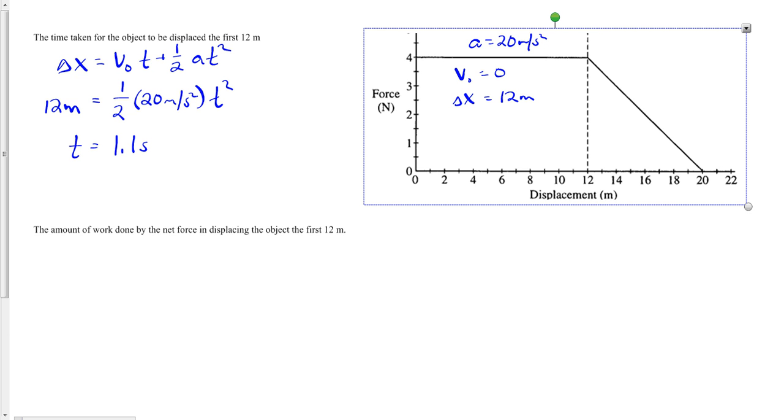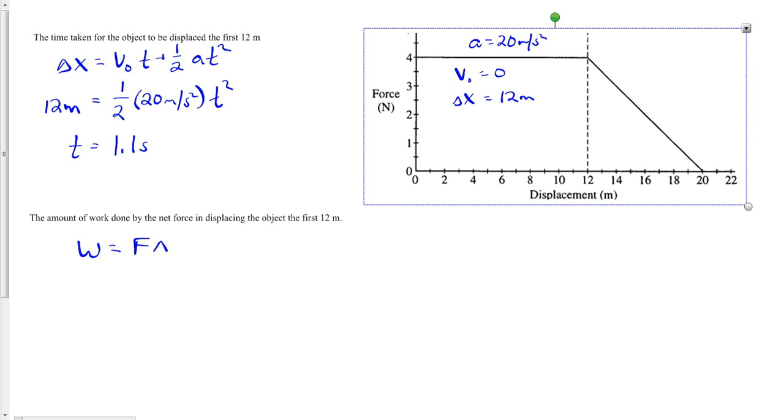Amount of work done by the net force in displacing the object 12 meters. So, work equals force times change in x. Force applied over that first 12 meters is 4 newtons. Distance, 12 meters, 48 joules. Okay.